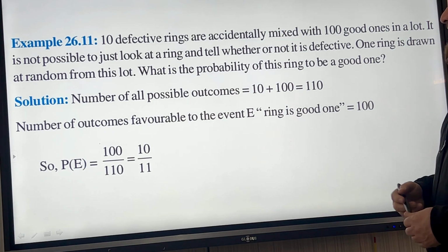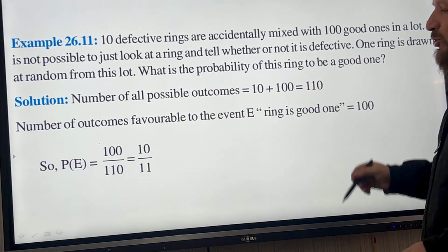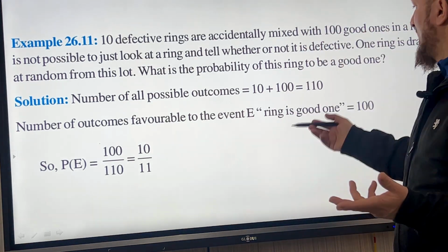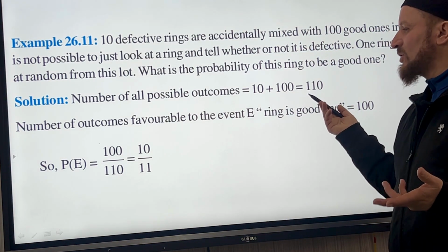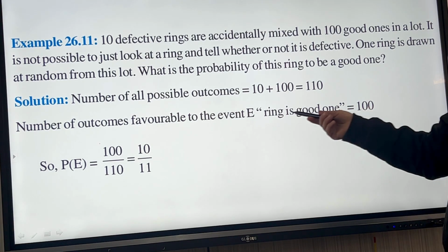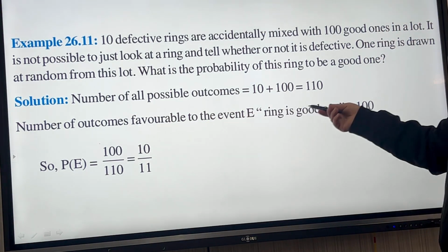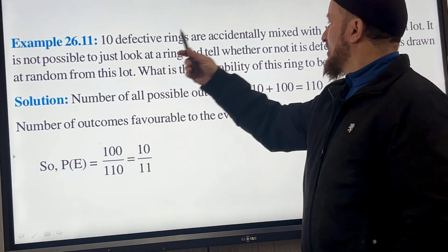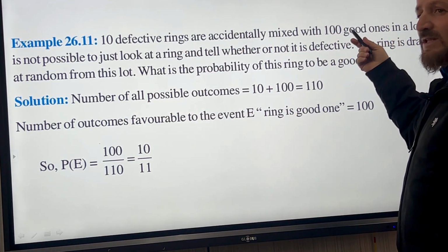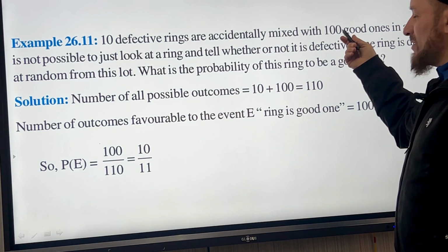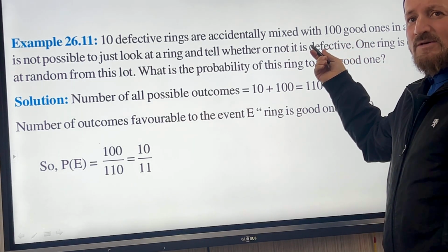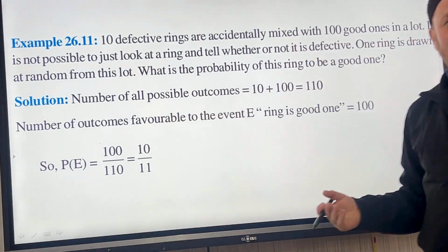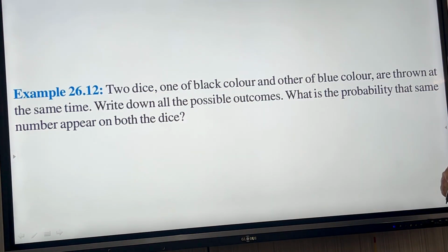ठीक है, सो व्हाट इज द प्रोबेबिलिटी ऑफ रिंग टू बी गुड वन? अब मैं इसमें से गुड निकालूंगा ना, सो दैट विल बी इक्वल 110 हमारा सैंपल स्पेस होगा, और नंबर ऑफ आउटकम फेवरेबल टू द इवेंट ई रिंग इज गुड वन. गुड वन कितने हैं? 100 है ना. So our favorable outcomes are 100. Total is 10 by 100. Got it? इनको practice करना, copy करना.